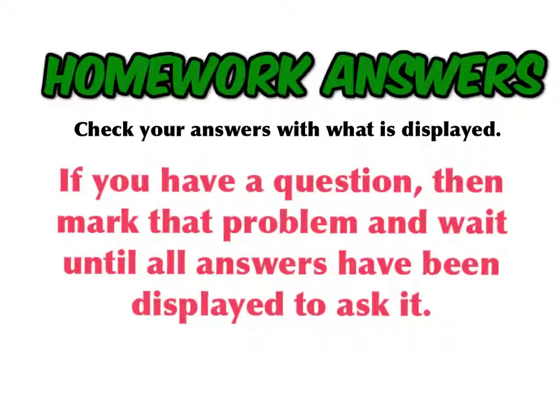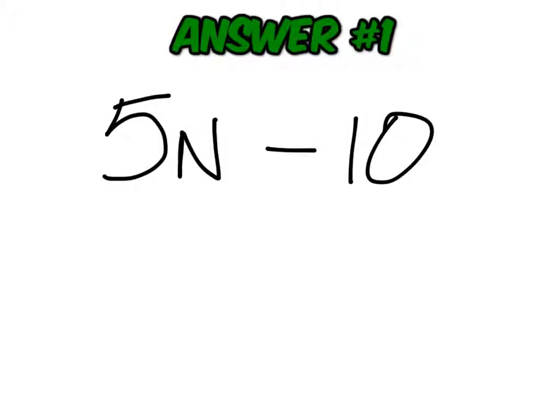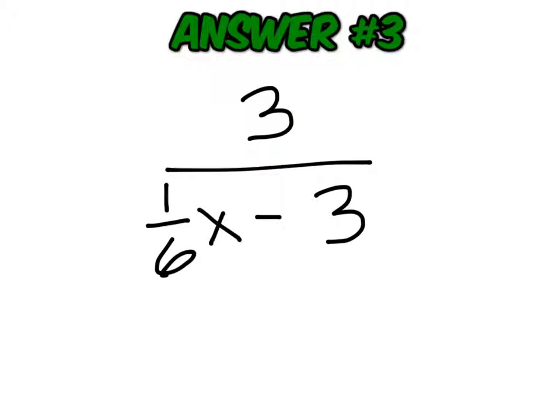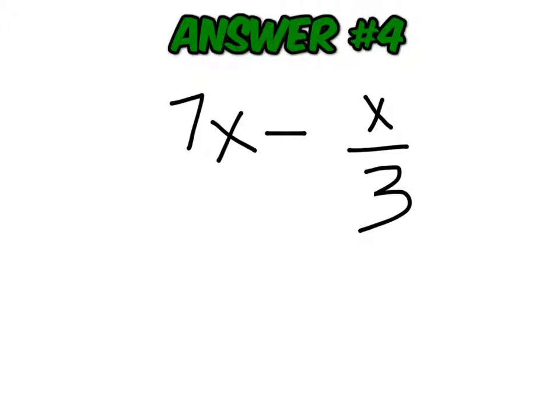Here are the answers. First one should be 5n minus 10. If you put a different variable, I'll still count it. Number 2 is 18 over n plus 6. Number 3 is 3 over 1/6 x minus 3. You could have had x divided by 6 and then minus 3 as well on the bottom. 4, 7x minus x over 3.